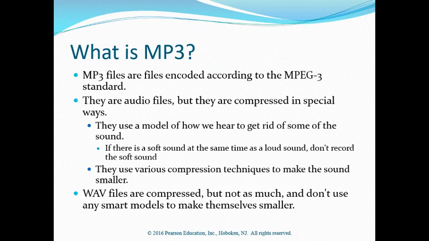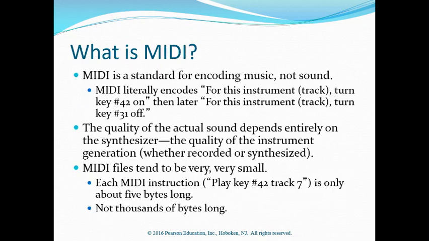What is an MP3? MP3 files are files encoded according to the MPEG-3 standard. They are audio files that are compressed in a special way. They use a model of how we hear to get rid of some of the sound. If there is a soft sound at the same time as a loud, they don't record the soft sound. They use various compression techniques to make the sounds smaller. Wave files are compressed, but not as much, and don't use any smart models to make themselves smaller.